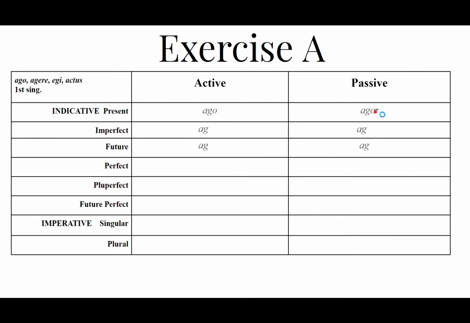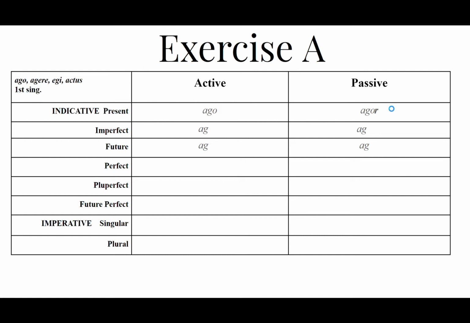For the passive, the passive endings are going to look like agor, then it's going to be ageris, E-R-I-S, ageris. Then agitur, I-T-U-R, agitur. Then agimur, then agimini, then aguntur, U-N-T-U-R, aguntur. So it will be agor, ageris, agitur, agimur, agimini, aguntur.